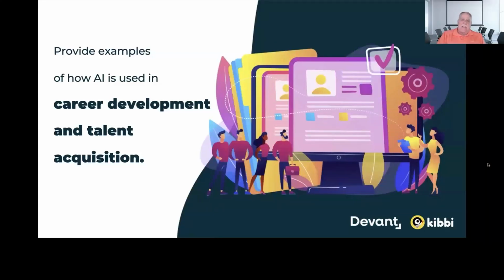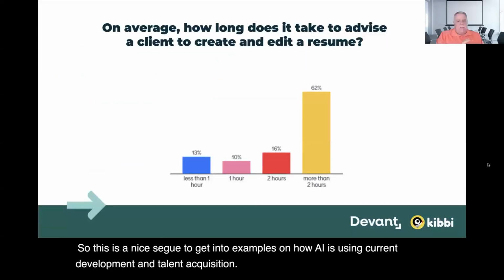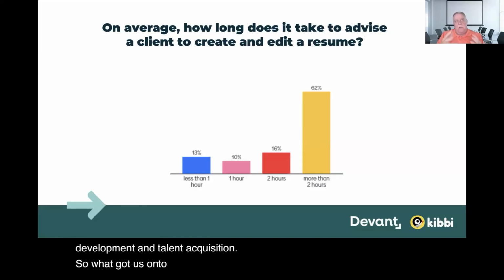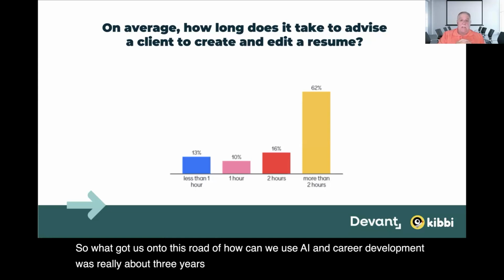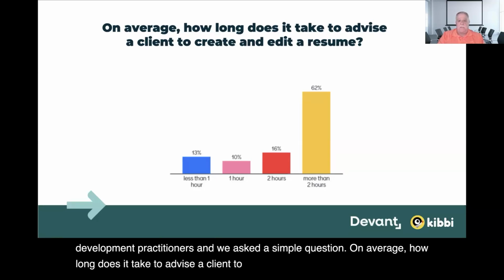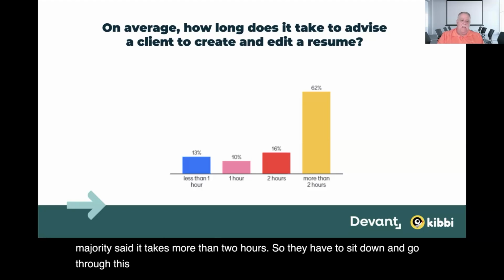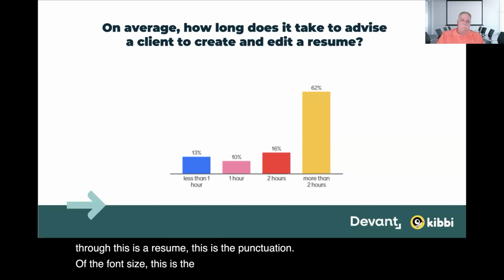So this is a nice segue to get into examples on how AI is used in career development and talent acquisition. What got us onto this road of how can we use AI in career development was really about 3 years ago. We did an extensive survey with career development practitioners, and we asked a simple question: on average, how long does it take to advise a client to create and edit a resume? And the majority said it takes more than 2 hours. So they have to sit down and go through: this is a resume, this is the punctuation, this is the font size, this is the spacing, the number of pages.